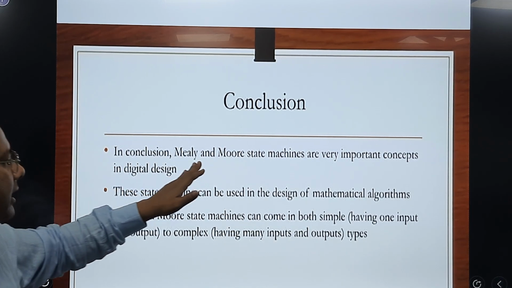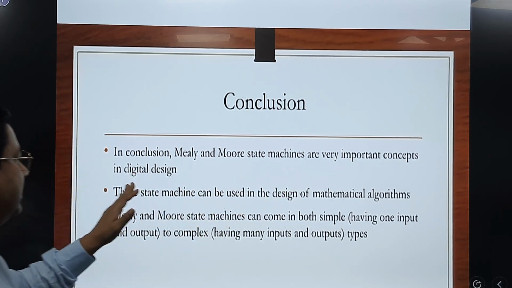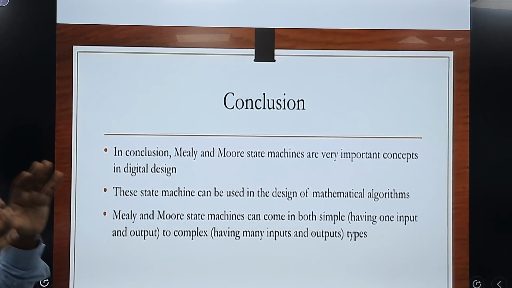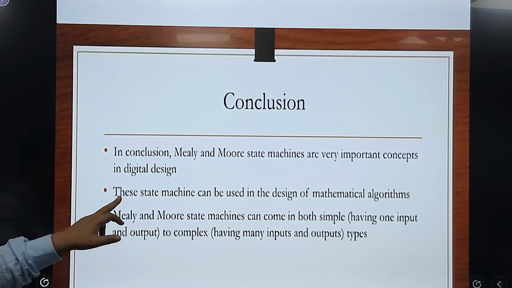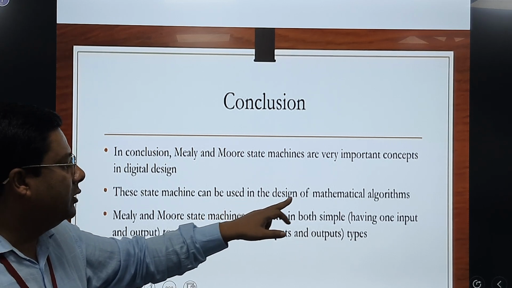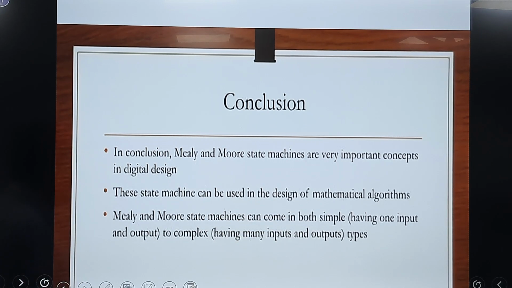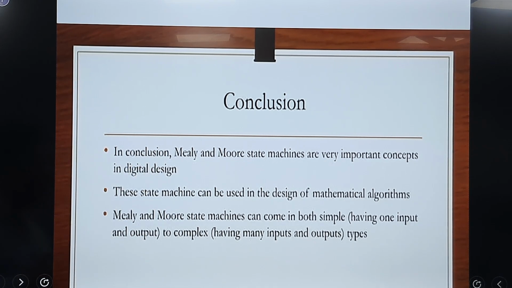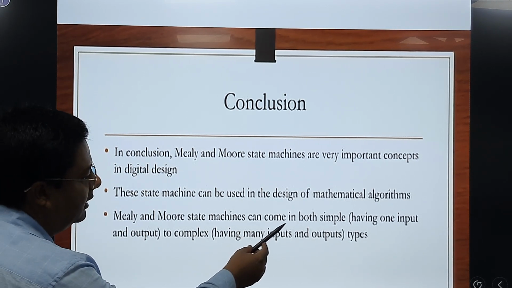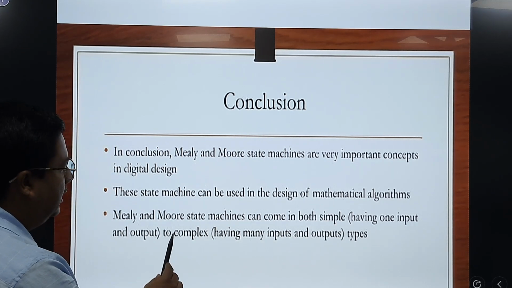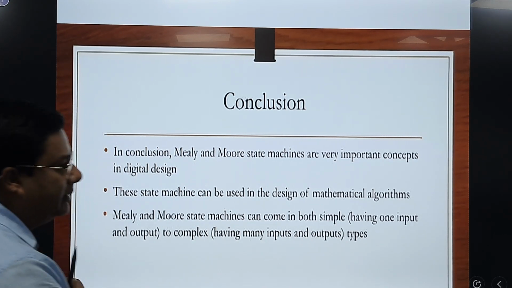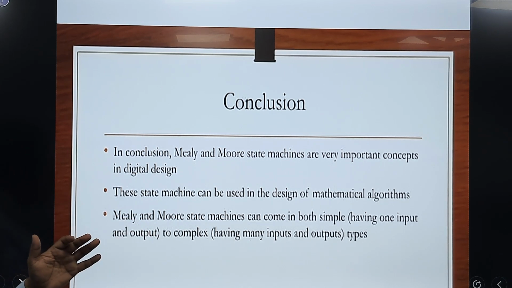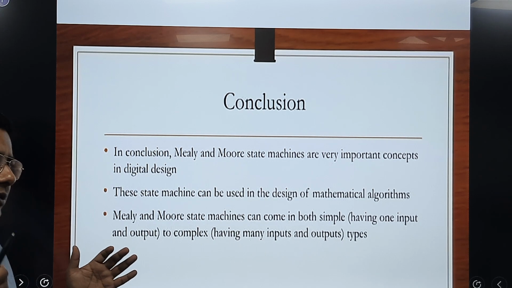In conclusion, Mealy and Moore state machines are very important concepts in digital design. Whenever we are designing a circuit, it is very important to design the Moore and Mealy machine we will use. These state machines can be used in the design of mathematical algorithms. Mealy and Moore state machines can come in both simple forms, having one input and output, and complex forms, having many inputs and outputs. Because we can use them in both simple and complex data, we can use them widely.